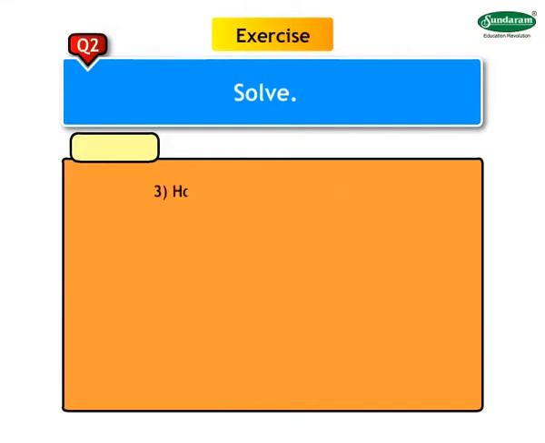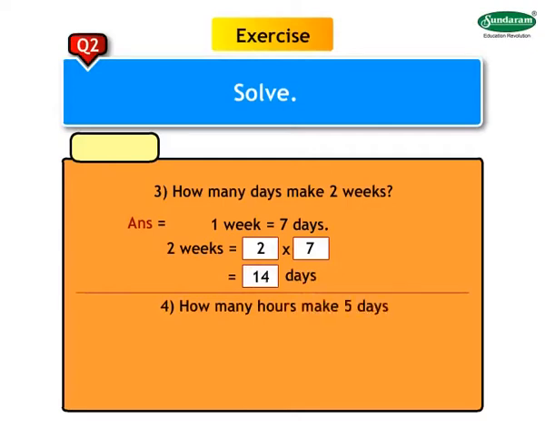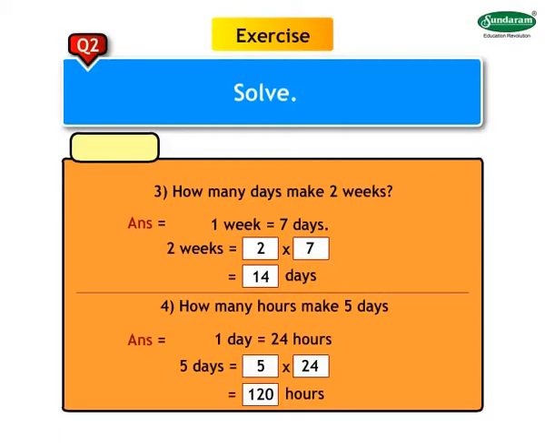3. How many days make 2 weeks? Answer. 1 week is equal to 7 days. 2 weeks is equal to 2 multiplied by 7, which is equal to 14 days. 4. How many hours make 5 days? Answer. 1 day is equal to 24 hours. 5 days is equal to 5 multiplied by 24, which is equal to 120 hours.